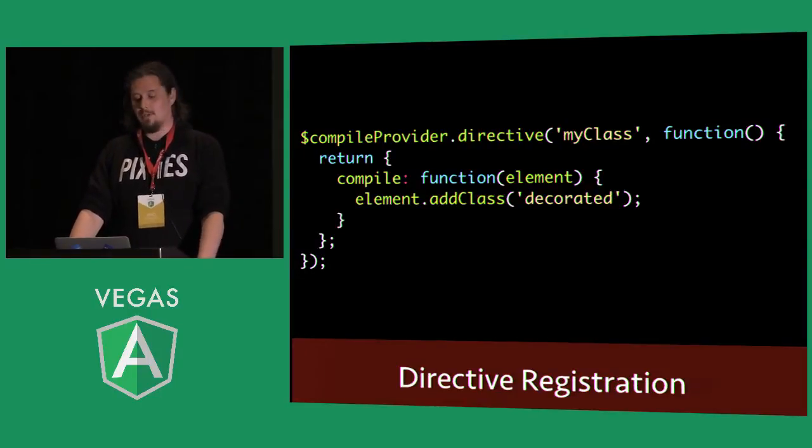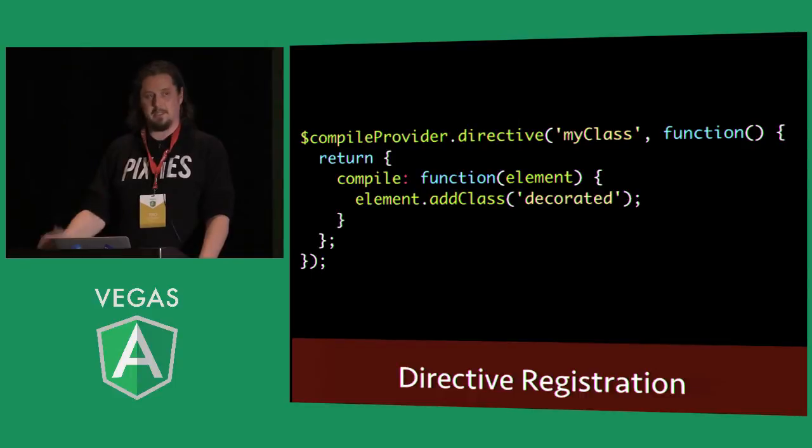How that looks like in code is that you have this compile provider into which you can register directives. And you can do it by providing a name for the directive and a factory function for it. And that factory function then returns the actual directive object. So here we have one that actually has just one configuration option on it. It's the compile function, which can do whatever it needs to do for that directive.